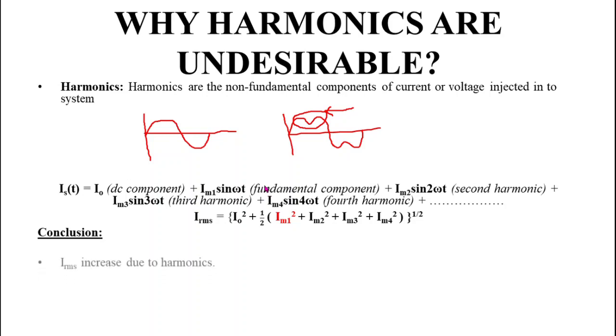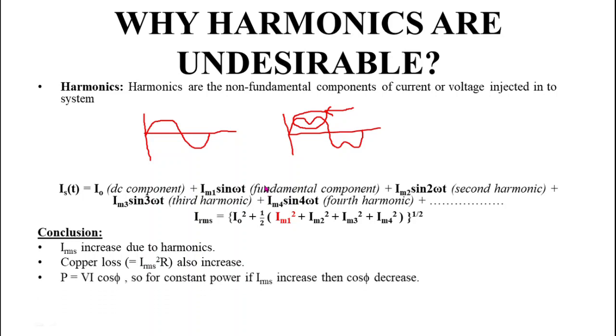Now what is copper loss? Copper losses are IRMS square into R. When IRMS increases, the copper losses also increase. And we know that power is equal to VRMS into IRMS into cos phi. So for constant power and voltage, if IRMS increases, then the power factor will decrease. So these are the three main disadvantages of harmonics, and this is really important. Due to harmonics, RMS value of current increases, copper losses increase, and power factor decreases.